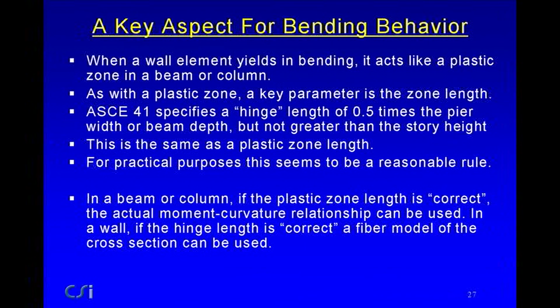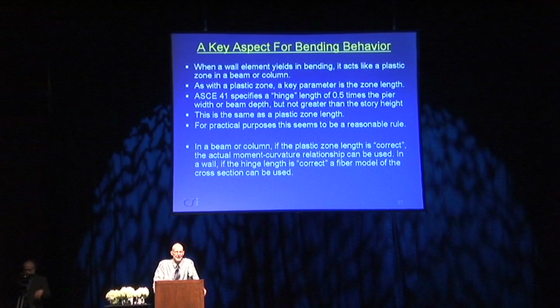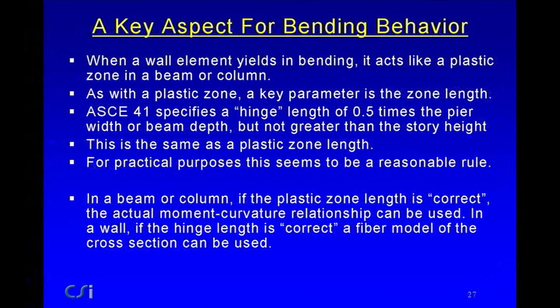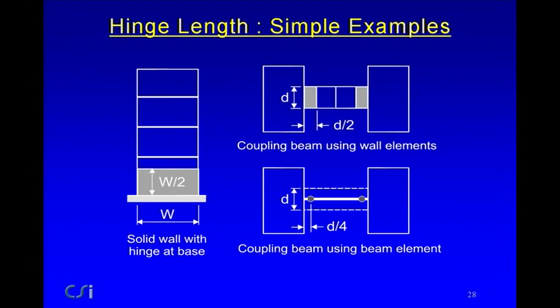ASCE 41 is fairly specific. It specifies a hinge length of 0.5 times the pier width or the beam depth, but not greater than the story height. And this is similar to the 0.5 beam depth that we were talking about previously for plastic zones in beams. So it's essentially the same as a plastic zone, and for practical purposes, it seems to be a reasonable rule. You can't be absolutely sure about that. This seems to be pretty good. And the point I made before is that the plastic zone is correct if you can use the actual moment curvature relationship.